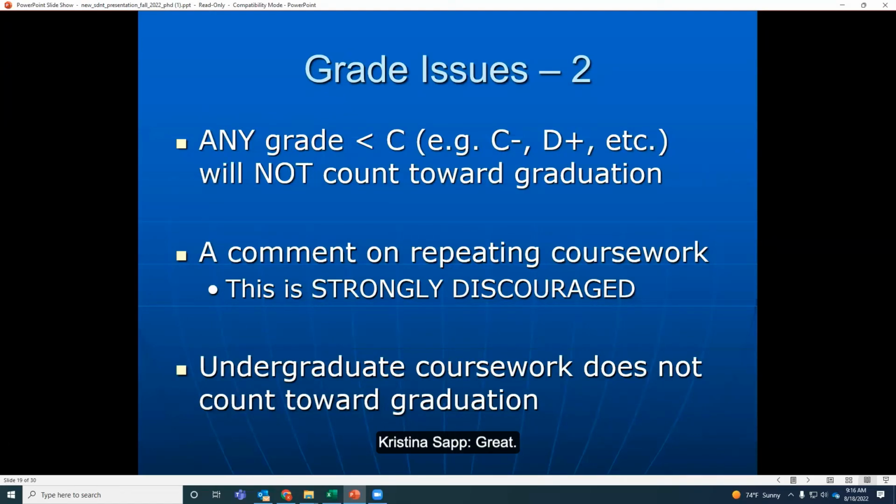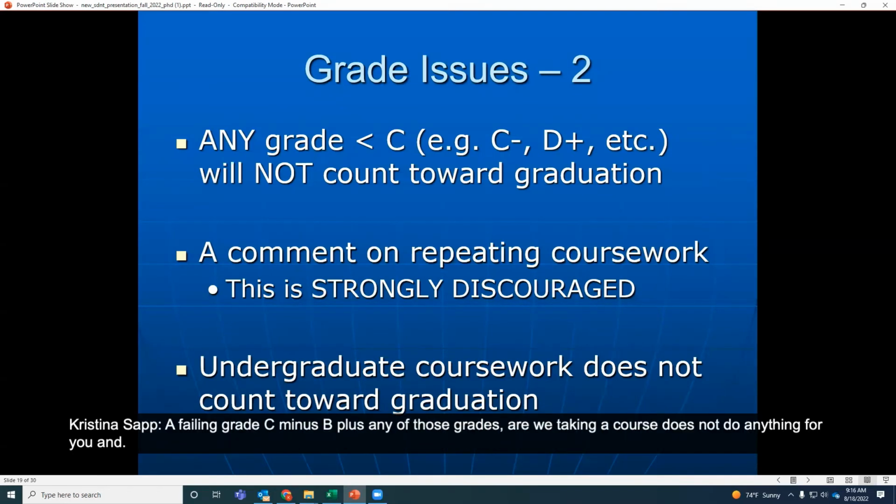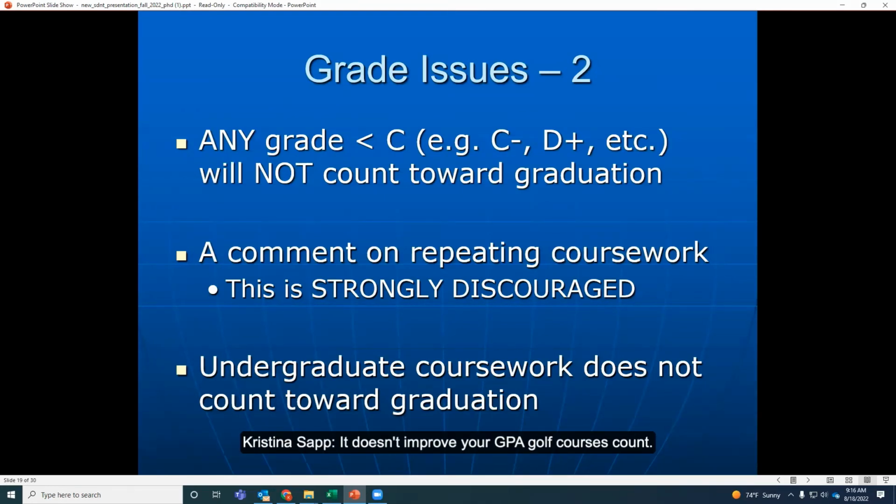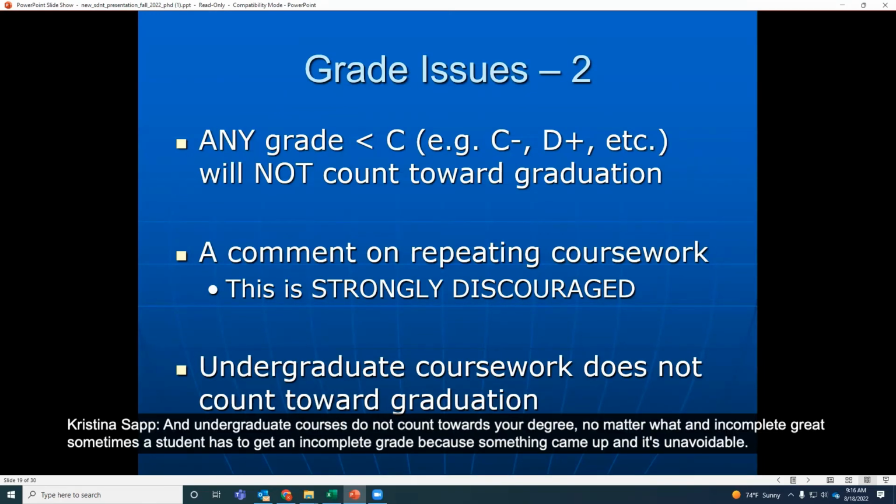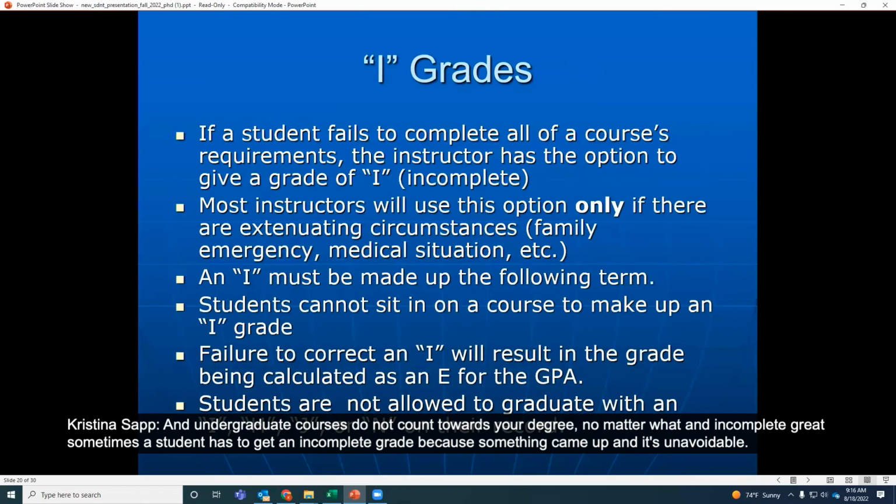Grades. Any grade less than a C is called a failing grade. C minus, D plus, any of those grades. Retaking a course does not do anything for you. It doesn't improve your GPA. All courses count. And undergraduate courses do not count towards your degree no matter what.